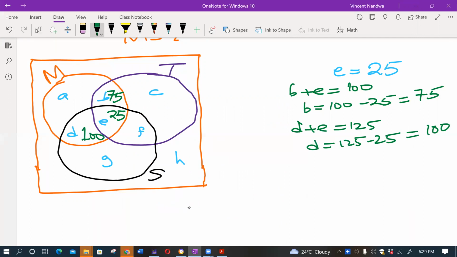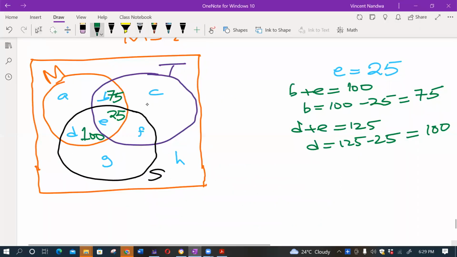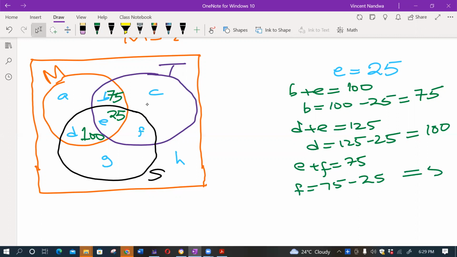Then our next information, we have been told that 75 had been to both Tsavo and Samburu. So where T and S meet, the total should be 75. T meets S at E and F. So E plus F should be 75. And so F should be 75 minus 25 because E is 25. So this will give us 50. So the value of F is 50.